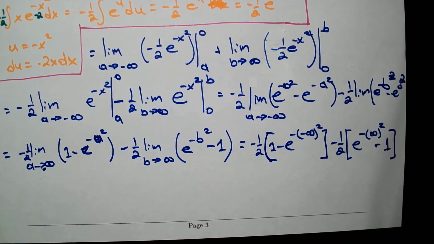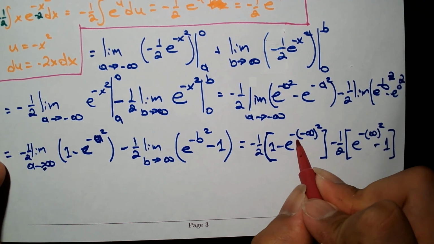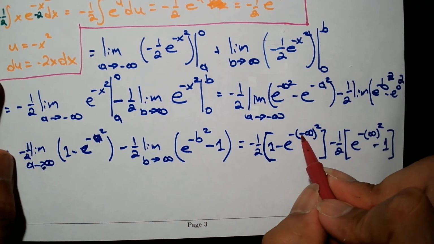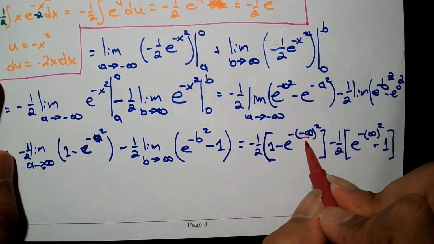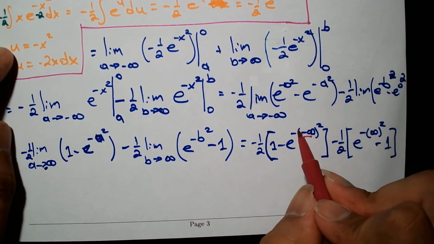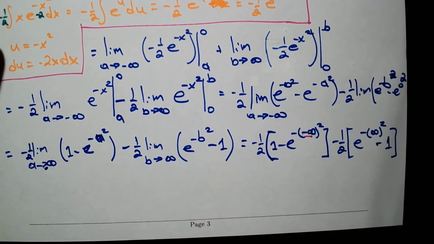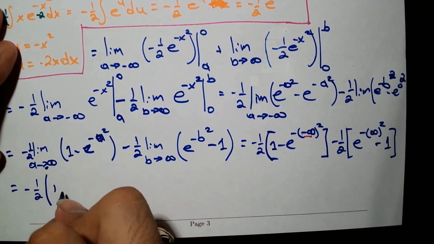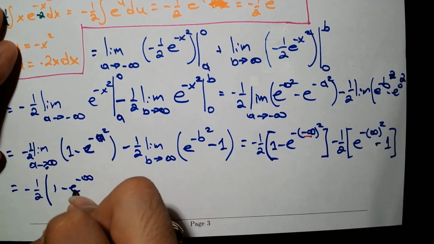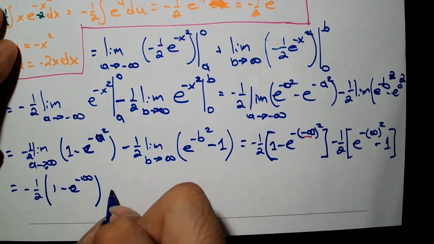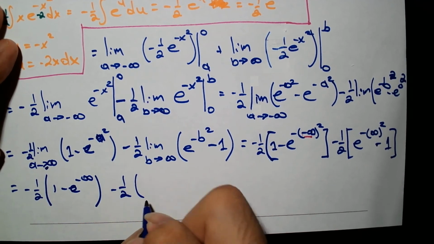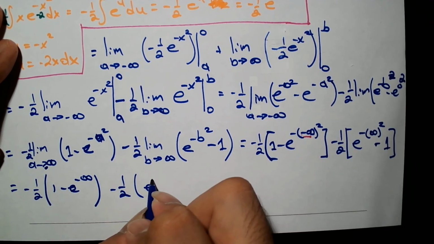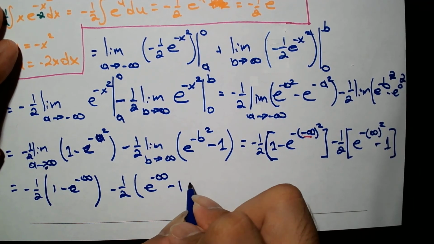Be careful here when multiplying these signs. We cannot multiply this negative times a negative; it actually gets affected by the power. So we're going to get a negative infinity squared, which becomes positive infinity, times this negative will become negative again. So negative 1/2 times 1 minus e to the negative infinity, minus 1/2 e to the infinity squared. It's also positive infinity times a negative, which is negative infinity, minus 1.